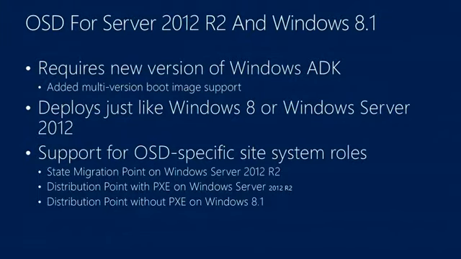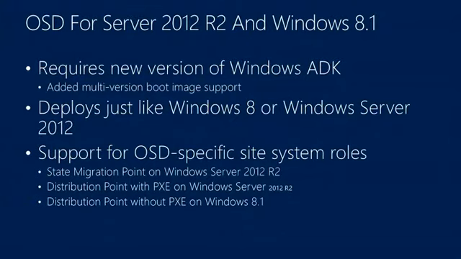So there is a new version of ADK required. You have to use the ADK for Windows 8.1. That will support deploying Windows 7, Windows 8, and Windows 8.1. If you're wanting to deploy older OSs like Windows XP and Windows Vista, you can still do that. You would just need to use a Windows PE 3.1 boot image to do that. As far as Windows 8.1 goes, it deploys just like Windows 8. In fact, you won't see any differences in the task sequences regarding that.